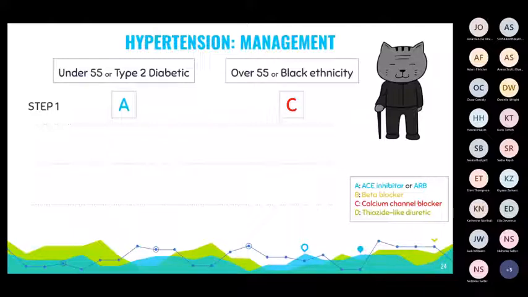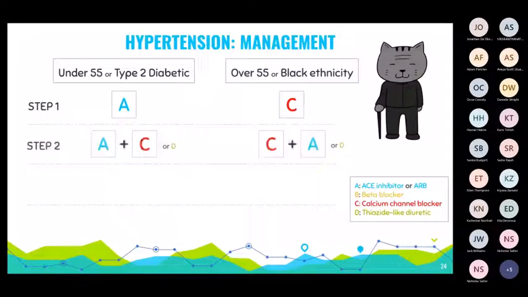So step 2, if that's not working out, you just add the other one. You can also, instead of adding the other one, add a diuretic. That will normally be because of contraindications to adding the other one. But that is something that is too complicated for them to assess you on really this year. So don't worry about that.